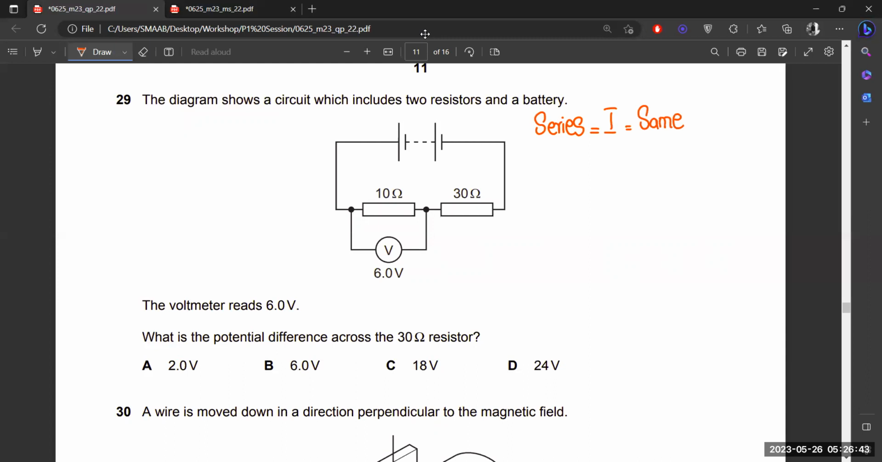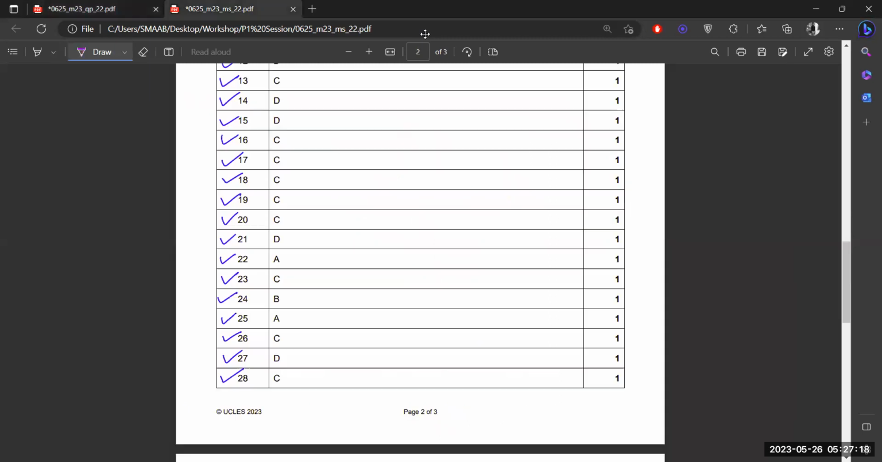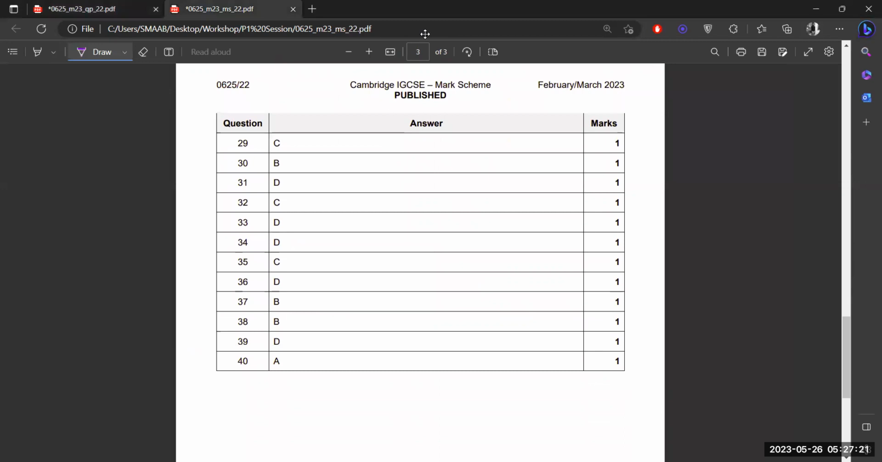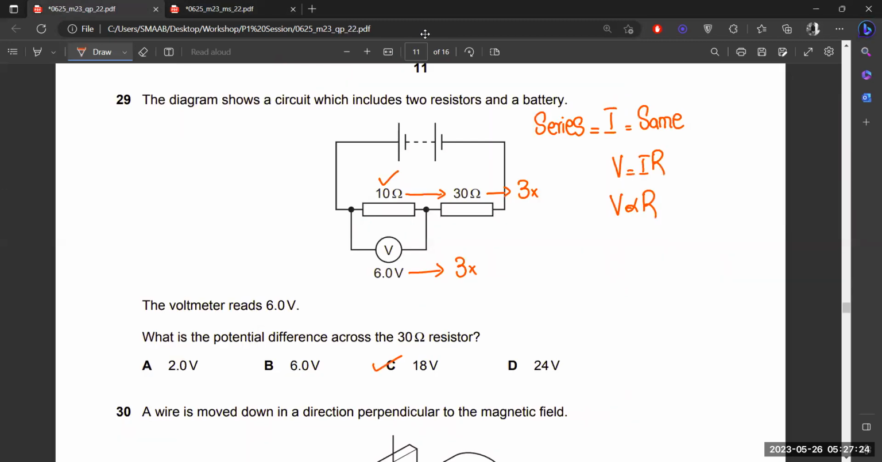The voltmeter reads 6 volt for a single resistor. What is the potential difference across the 30 ohm resistor? Simple concept, resistance increases by 3 times. So if resistance increases 3 times, voltage will also increase 3 times, because by using the concept of V equals IR, Ohm's law, current is constant. So voltage is directly proportional to resistance. So multiply the voltage by 3, that will give you a value of 18 volt. C, 18 volt, right?